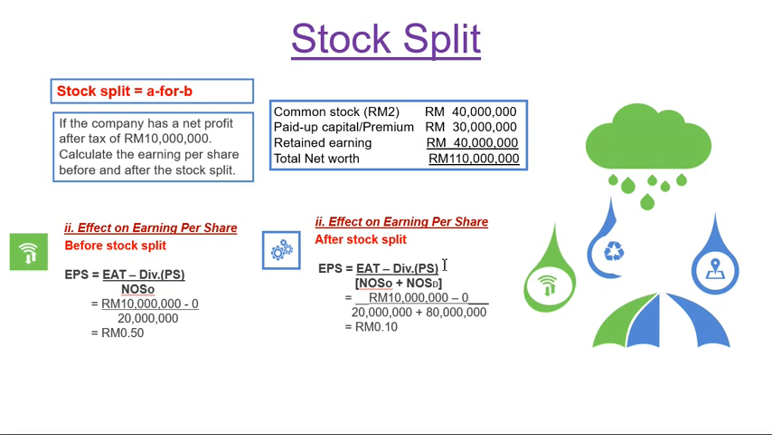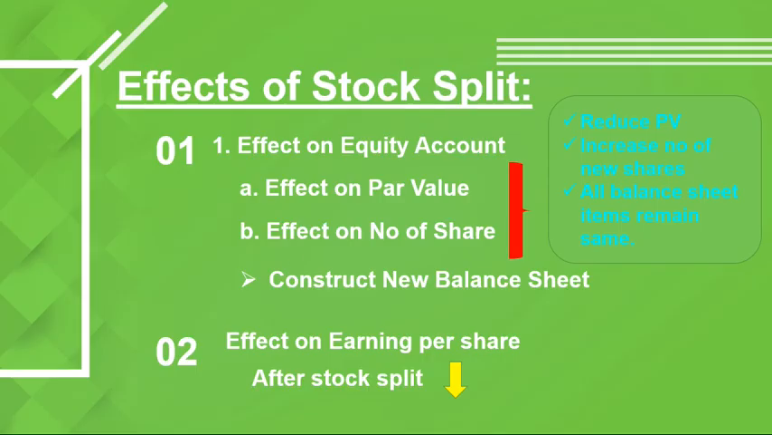The new earning per share is determined by taking earning after tax minus dividend on preferred shares, divided by number of shares outstanding plus number of share dividend, and putting the numbers into this formula. You will see that after stock split, the earning per share is reduced to 10 cents. So the conclusion on the stock split is, for the effect on equity account, it will cause the par value to reduce and increase the number of shares. However, all the balance sheet items remain the same. And in terms of effect on earning per share, stock split will cause lower earning per share.